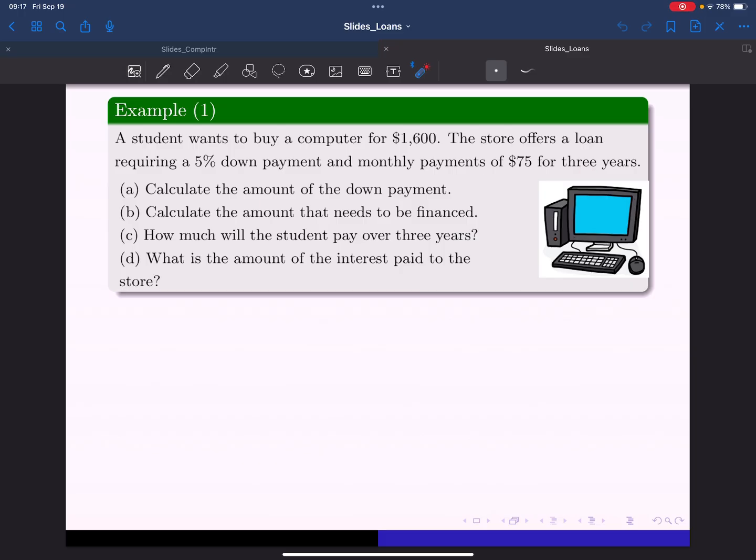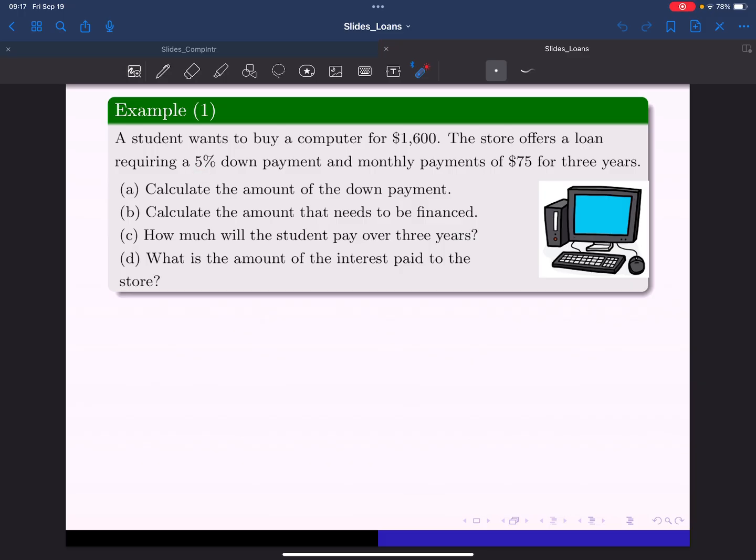Calculate the amount of the down payment, calculate the amount that needs to be financed, how much the student will pay over 3 years, and what is the amount of interest paid to the store. So part A, calculate the amount for the down payment.